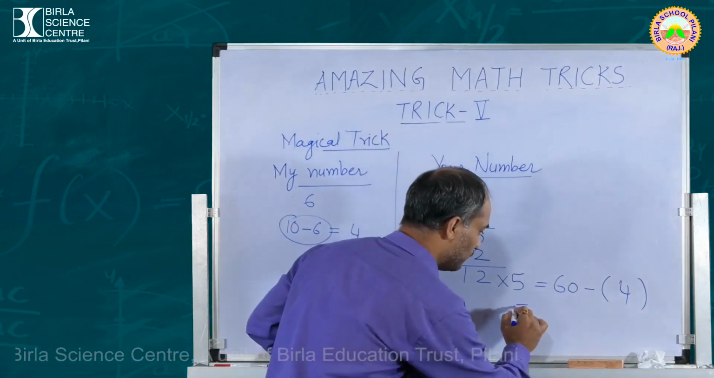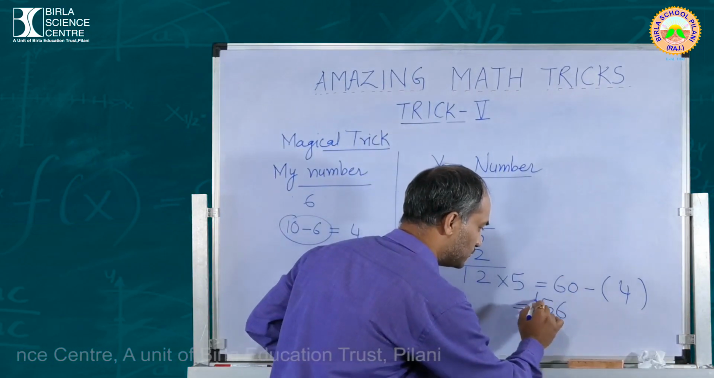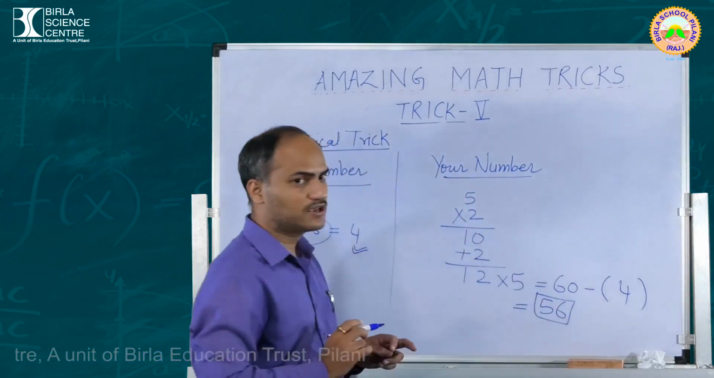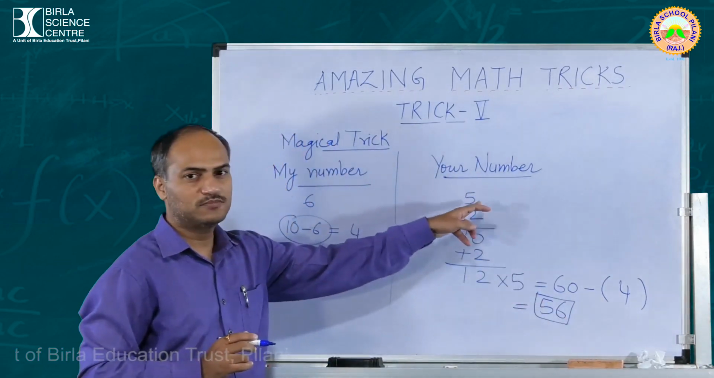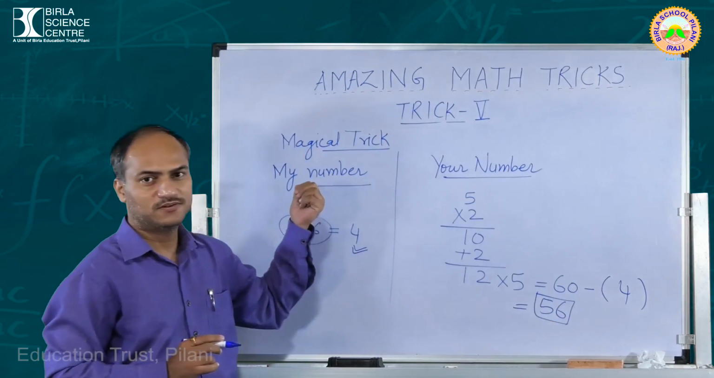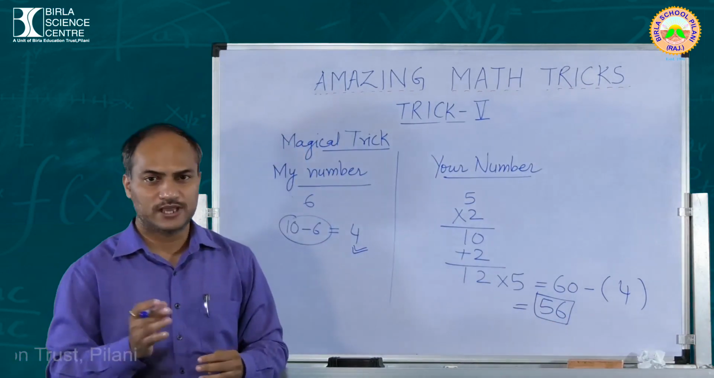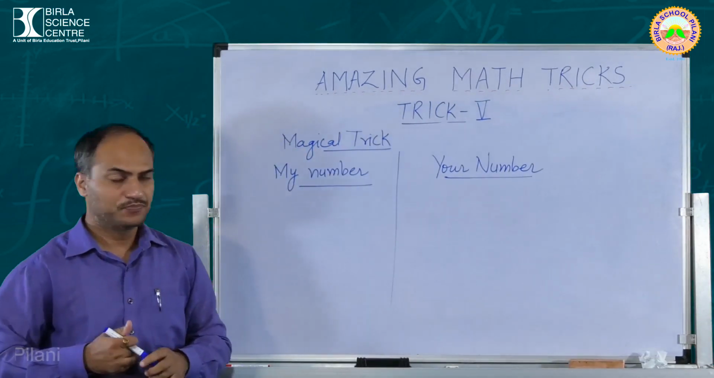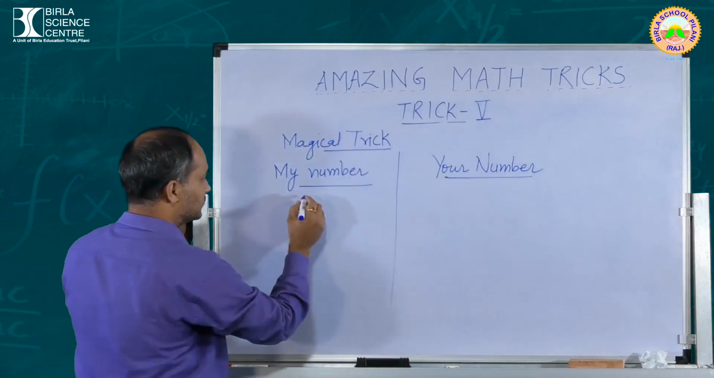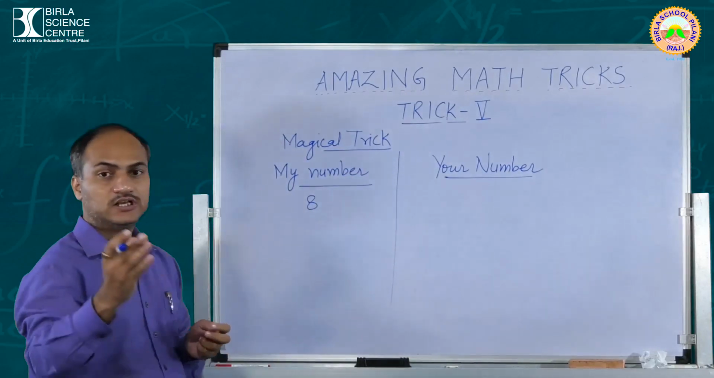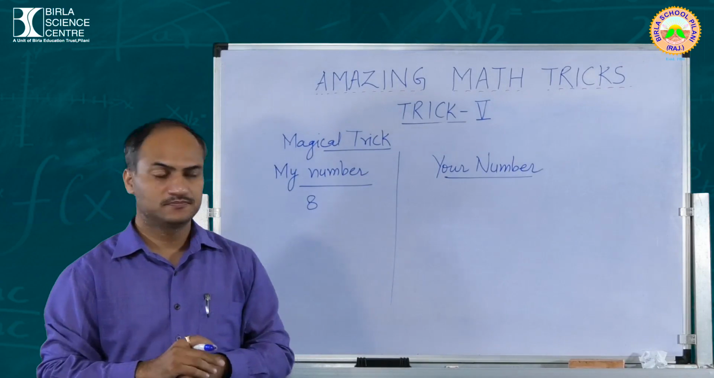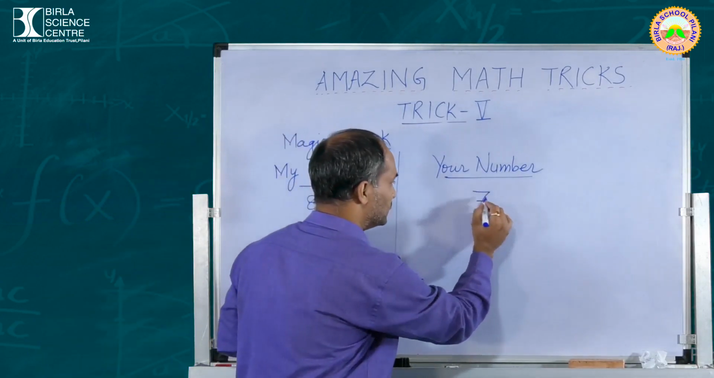So guys, what do we get? Just see, 5, 6, 56. Just look here. This 5 was your number. This 6 was my number. Okay. Let us do it one more time. Now I assume any one number. Suppose my number is 8. So you tell your number. 7. So your number is 7.